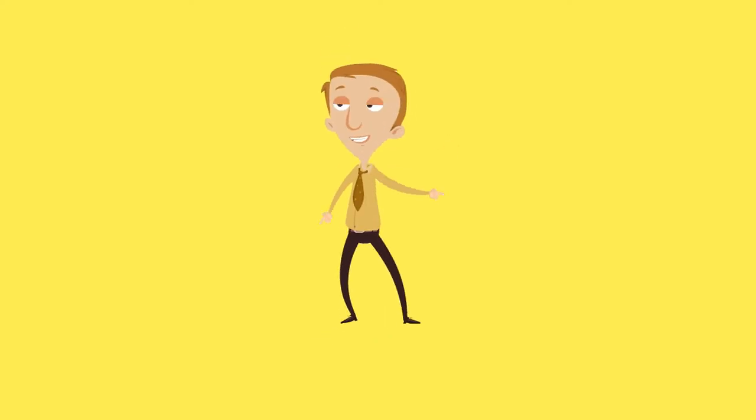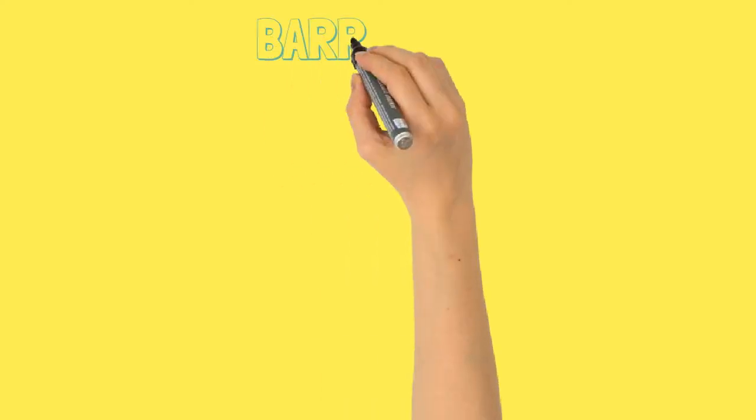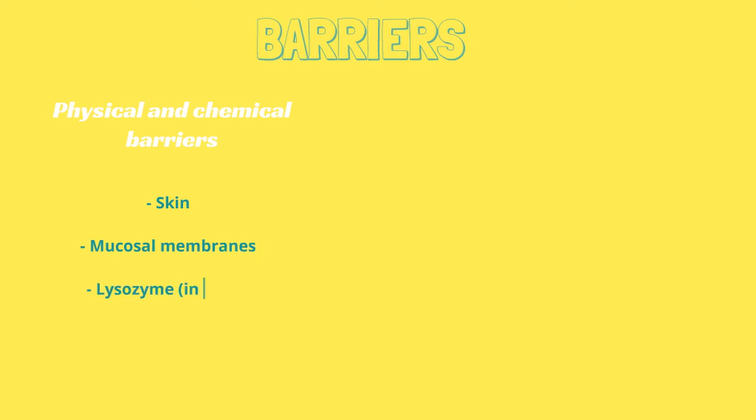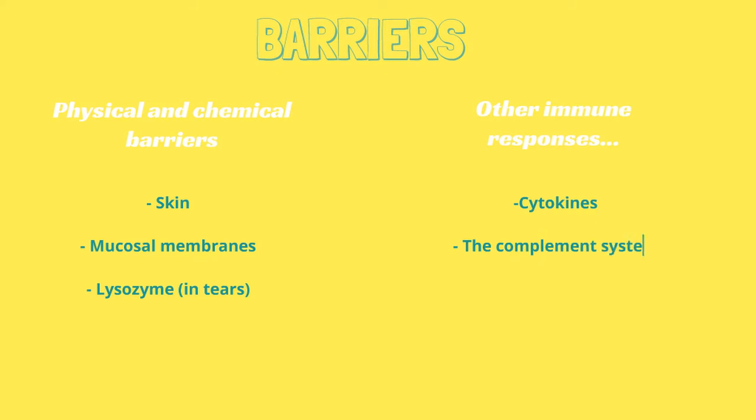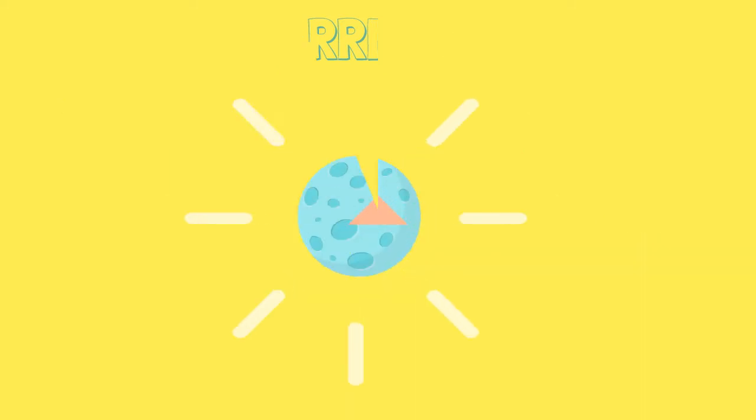But how does this response protect us? There are various mechanisms and barriers that are present. The first being physical barriers such as the skin, mucosal membranes, for example in the lung, or lysozyme. When these physical barriers are breached, we have the second type of barrier, which are immune responses like the cytokines, the complement system, or acute phase proteins.